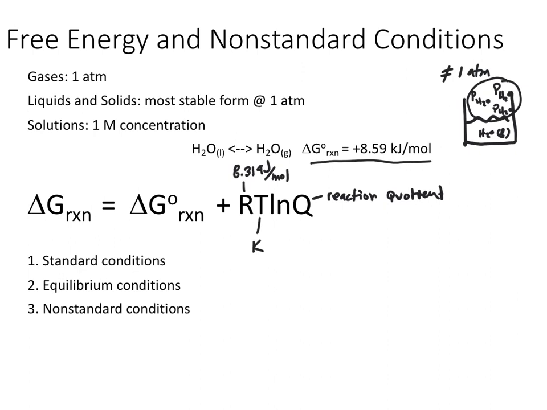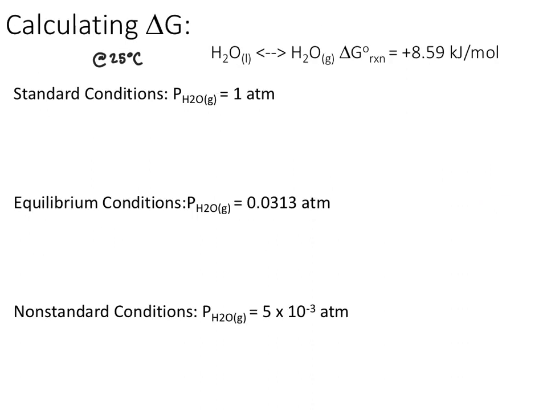So we're going to utilize this equation to look at our free energy under standard conditions, equilibrium conditions, and non-standard conditions. Again, the equation that we're going to be utilizing is delta G of the reaction equals delta G naught plus RT ln Q. Remember, reaction quotients are derived from our balanced equation. We've seen this before in our equilibrium unit.